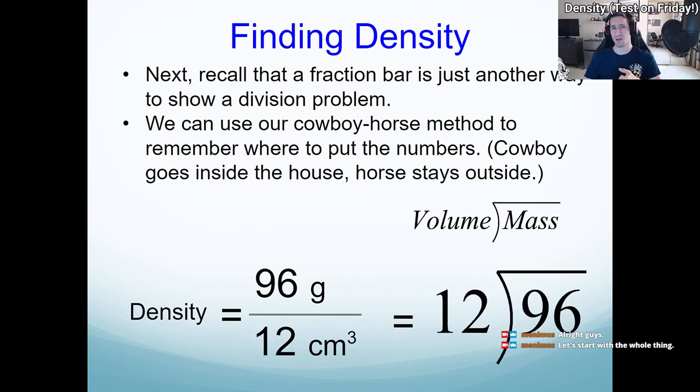We didn't use the cowboy horse method to remember where to put the numbers because we're doing it in a fractional method. But if you guys remember, the mass goes inside of the house. When you guys saw the picture, you have to remember that the mass goes inside of the house, and the volume, which is a horse, goes outside of the house, meaning that this is the house right here. I don't know, I just don't like that method as much as others do.